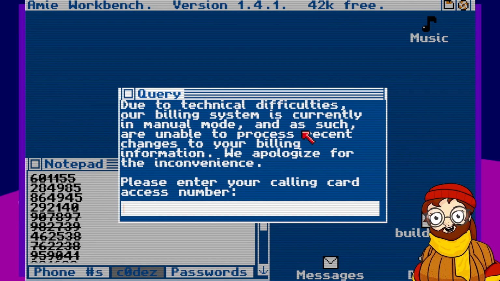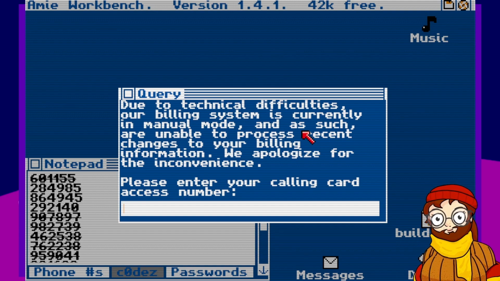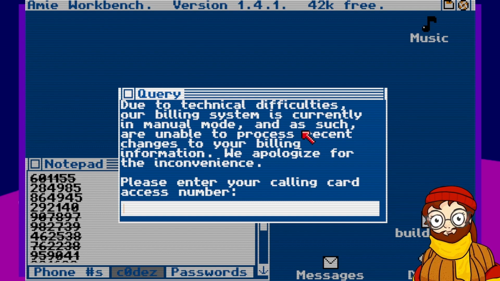Due to technical difficulties, our billing system is currently in manual mode, and as such, are unable to process recent changes to your billing information. We apologize for the inconvenience.